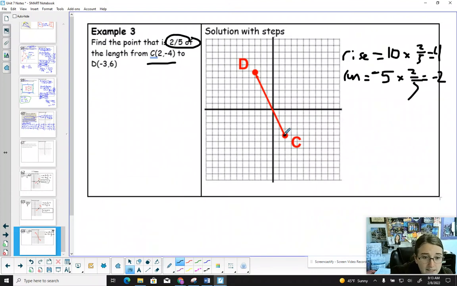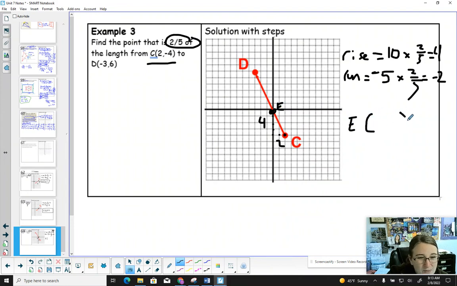So I'm going to start from C. You have to start from C. I want you to count a run of 2 and a rise of 4 and put your point there. Where should it be at, our new point? Here's our run. 1, 2, 1, 2, 3, 4. There's 2 and 4. This is my new point. I already have C and D, so let's call that point E.